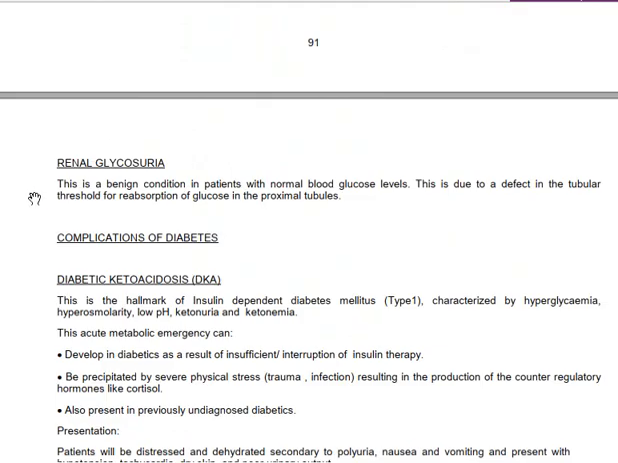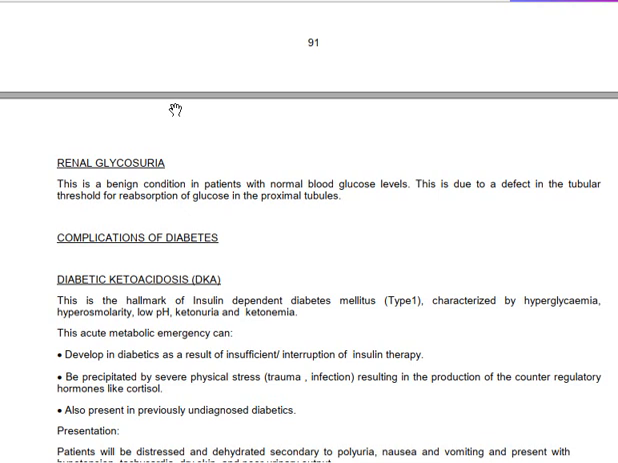Now, another disease still involved in glucose metabolism is renal glycosuria. This is a benign condition in a patient with normal blood glucose level. Is it clear? So this patient has a normal blood glucose level, but the kidney is secreting glucose in the urine. Normally, you need to know that there's a threshold value for the kidney to start secreting glucose in urine. Is it clear? And that threshold value is when the glucose level is greater than 180 milligram per deciliter.